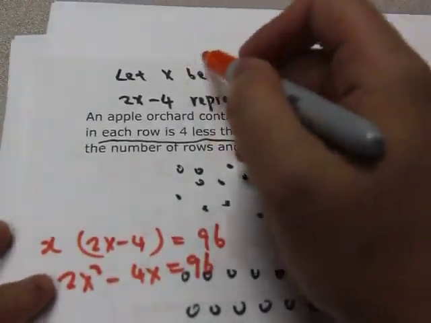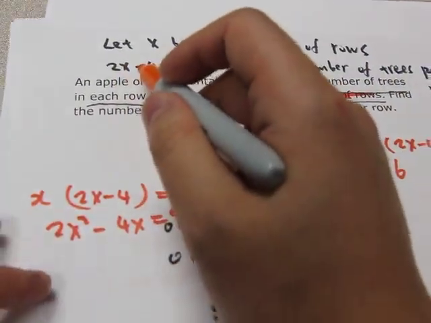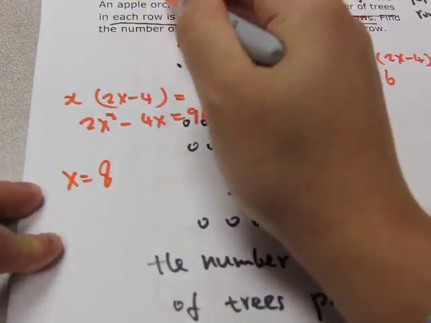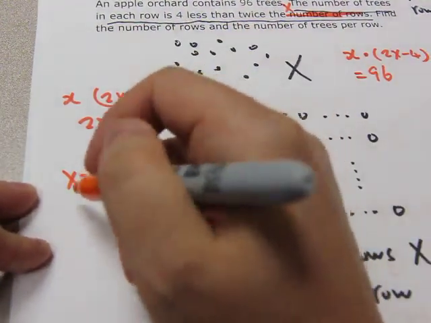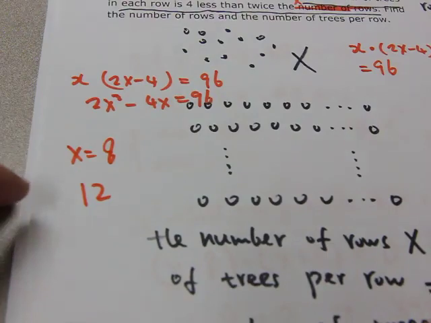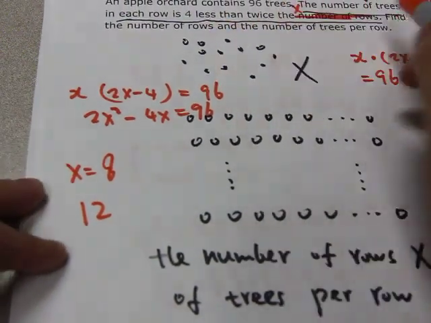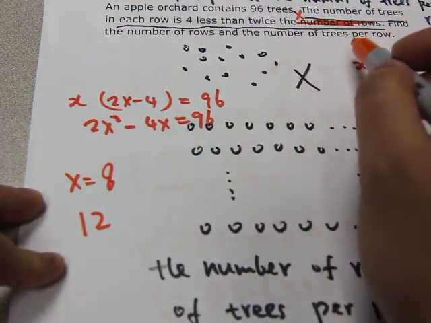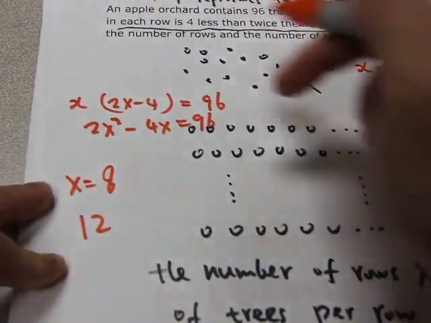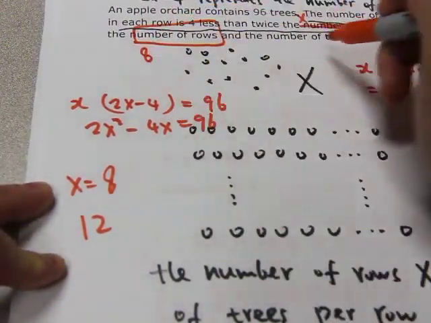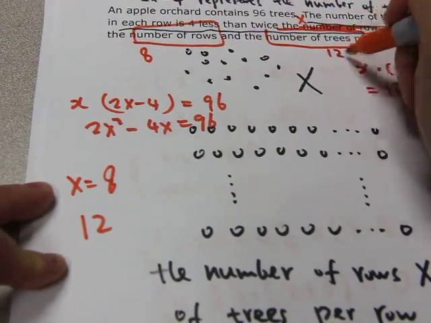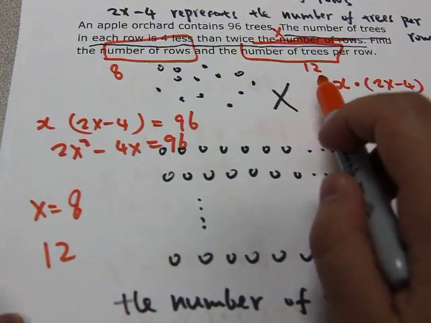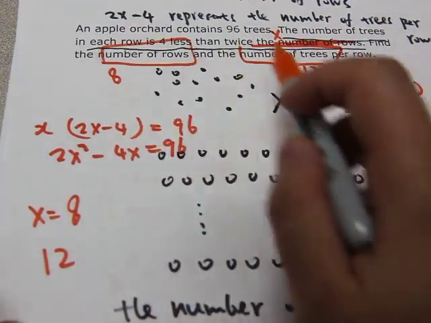So therefore we drop this answer and we keep this one. Now if x equals 8, then what does 2x minus 4 equal? So 2x minus 4 is 2 times 8 minus 4, which is 12. So the number of rows is 8, and the number of trees per row is 12. Right? So there are 8 rows, and each row has 12 trees. So if you multiply 12 by 8, you will get 96.